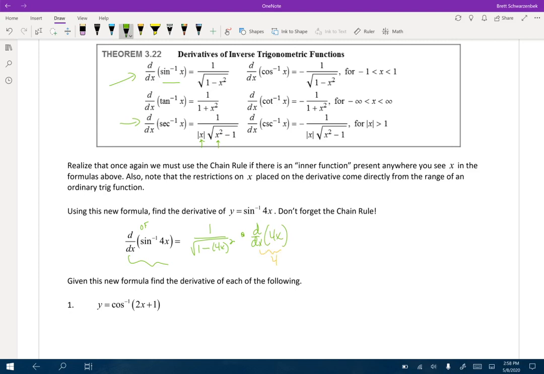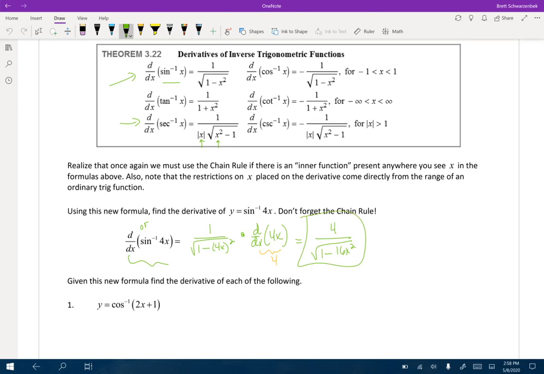So if we're going to write the result, the 4 goes to the numerator and we get 4 over the square root of 1 minus 4x squared. You can leave it as 4x squared, but realize that is also 16x squared. There's your derivative of the sine inverse of 4x.